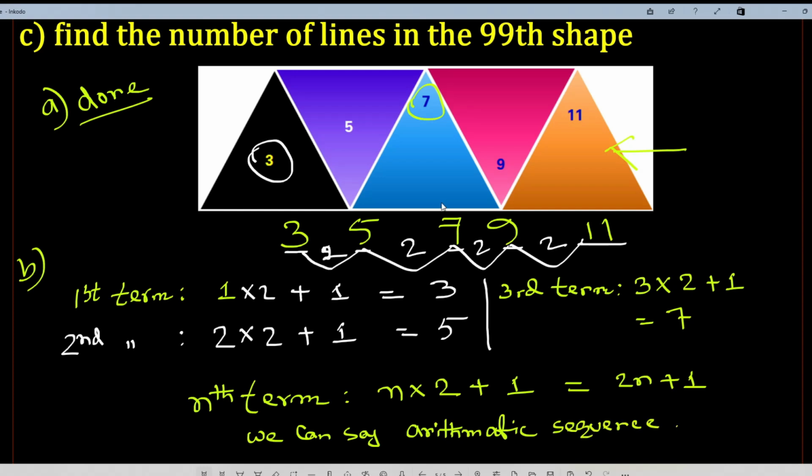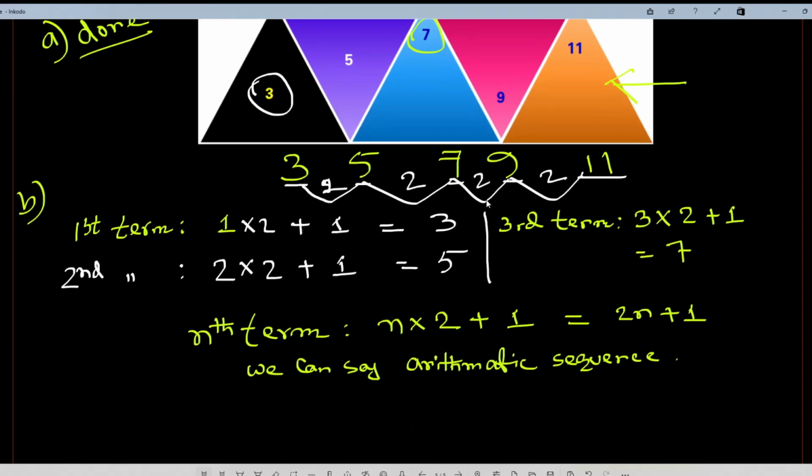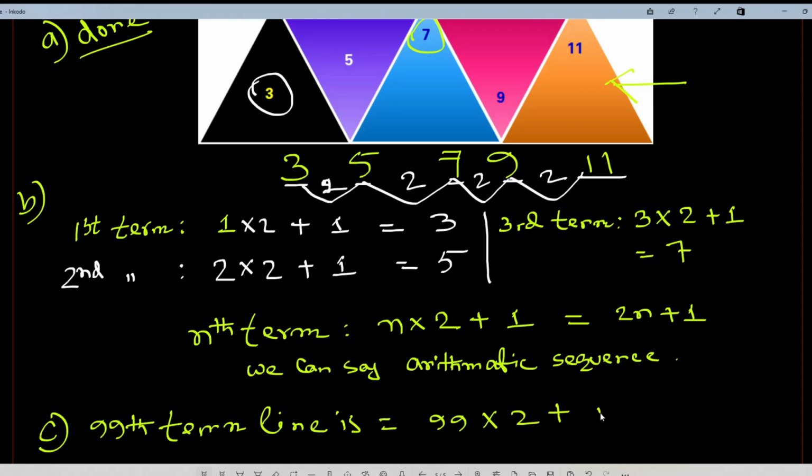Okay, hope you understand this one. And our first one and second one are done. Third one is find the number of lines in the 99th shape. So see, for the 99th term the number of lines is, look, 99 times the difference 2, plus 1.